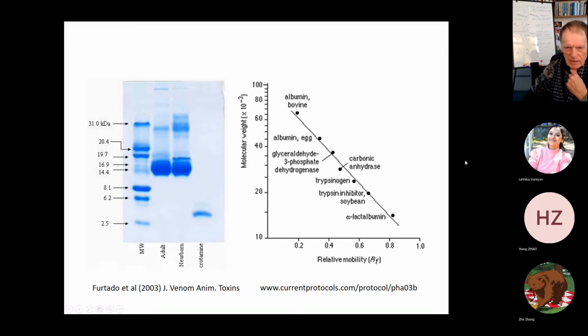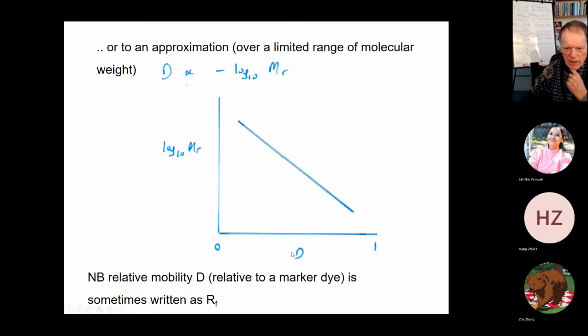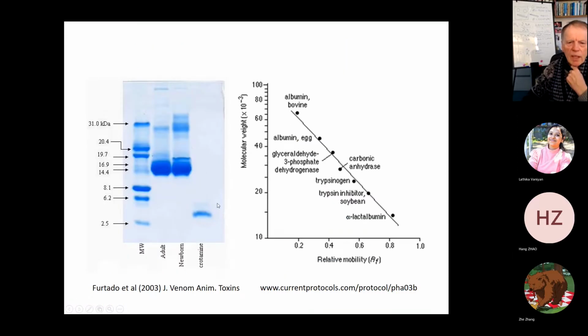Now, either you can plot log molecular weight against mobility, either as D or F, or you can plot the molecular weight on a logarithmic axis. And that means you can read off the molecular weights directly. You can spot a logarithmic axis because the spaces between the numbers are not uniform. But beware when you do this.